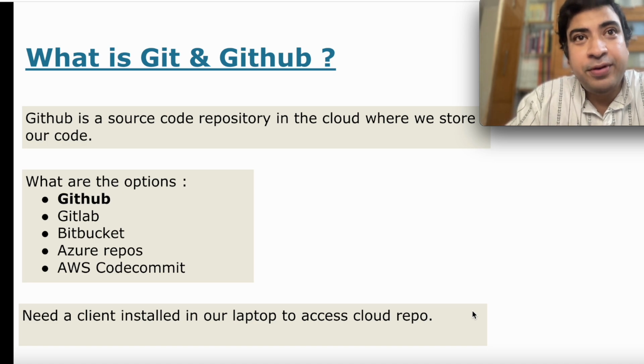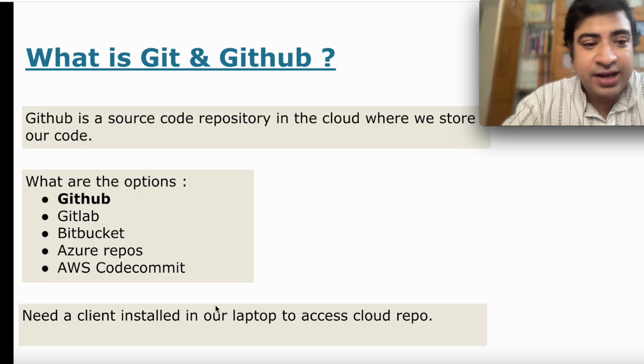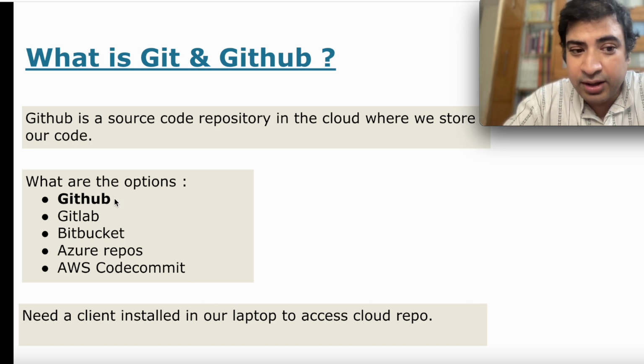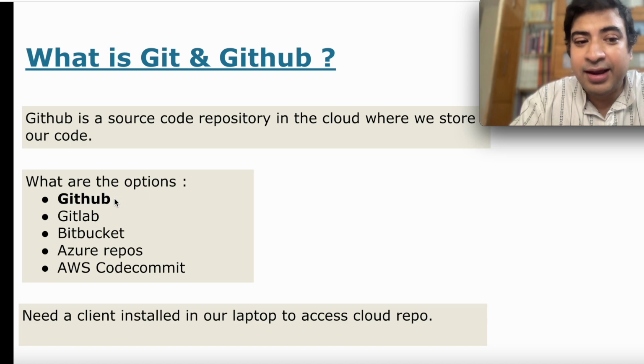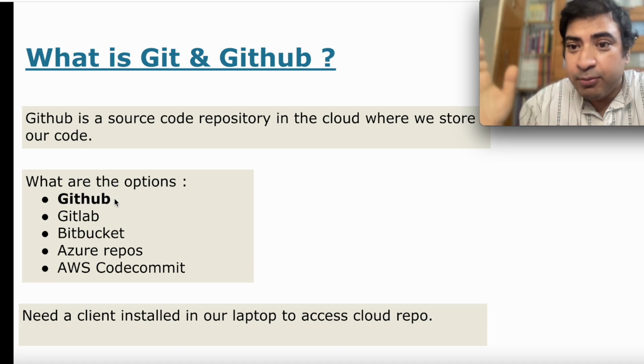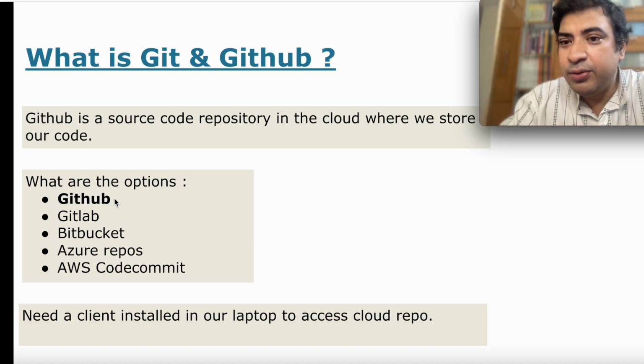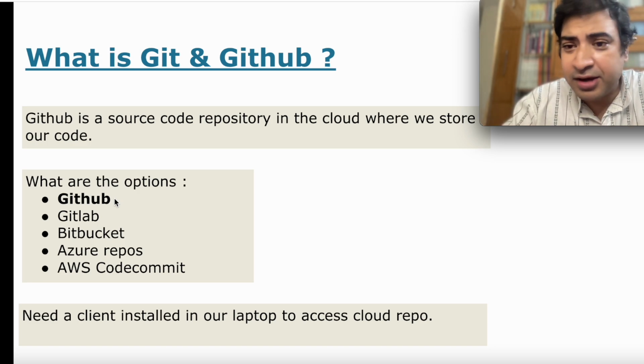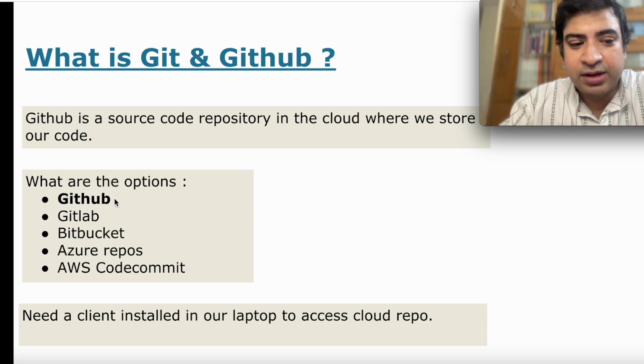Now there are quite a few, like Microsoft's GitHub is one among them, and then there are also others like GitLab, Bitbucket, and most of the cloud providers like AWS and Azure also have their own code repositories. Like Azure has Azure Repos and AWS has AWS CodeCommit.